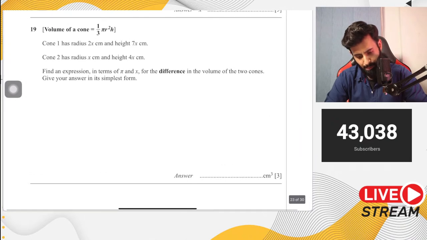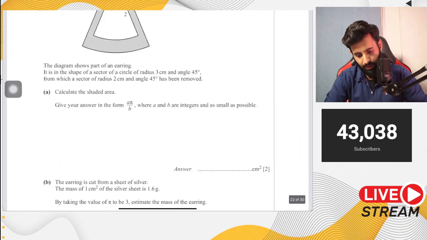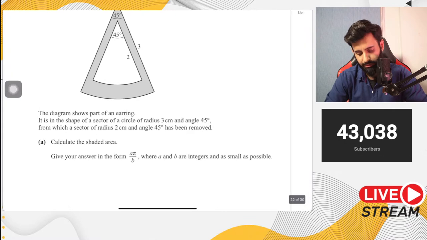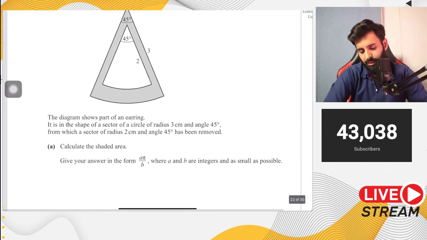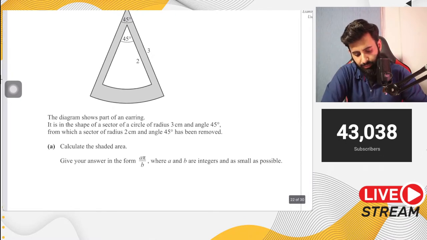Okay. This is pretty easy. So let's do this question. It says here, the diagram shows part of an earring. It is in the shape of a sector of radius 3 centimeter and angle 45 degrees, from which a sector of radius 2 centimeter and angle 45 degrees has been removed. So you have a larger sector and from it you're removing a smaller sector.